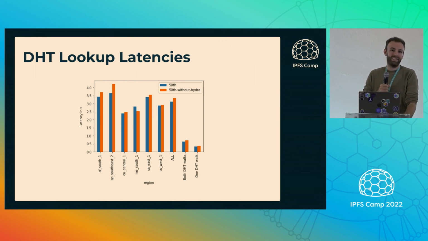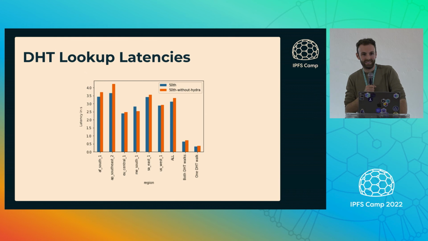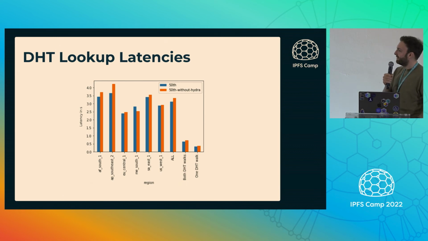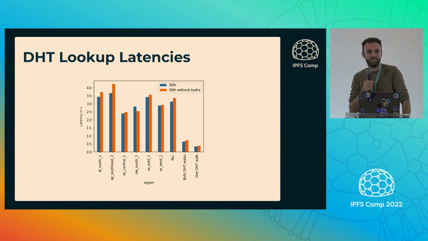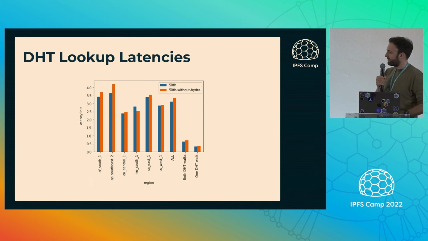Thanks for the talk. The top provider graph that you showed, do you take into account, because I couldn't read the y-axis, do you take into account just the sheer number of CIDs, or do you take into account the popularity, so the number of requests that you get per CID?